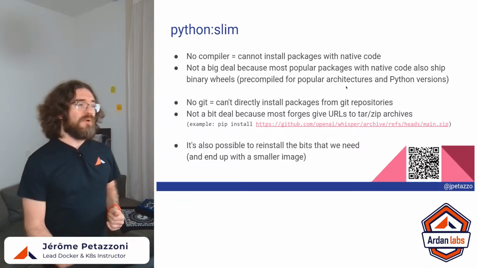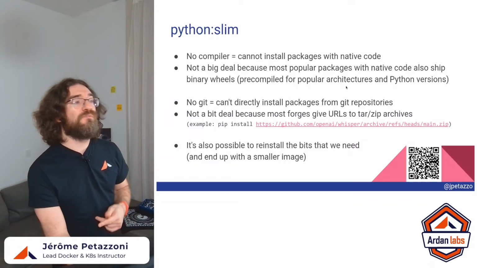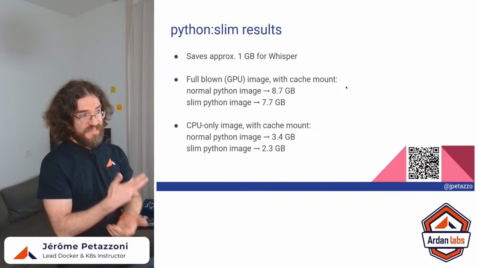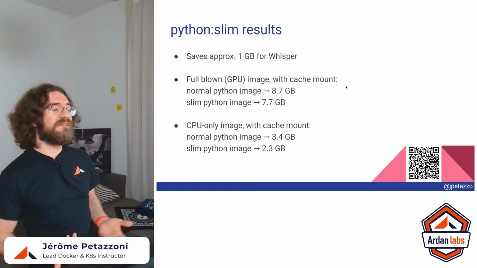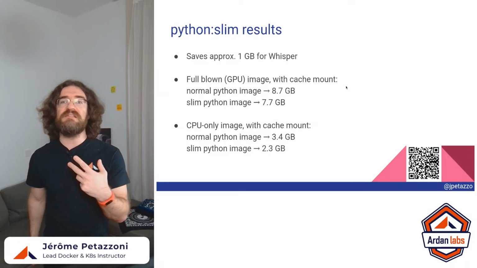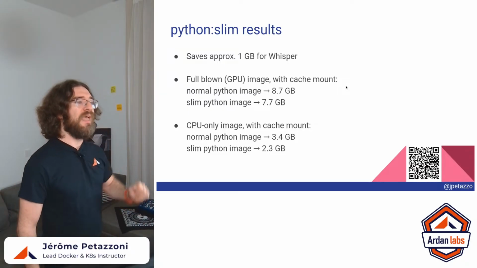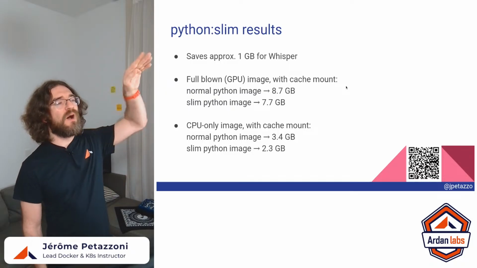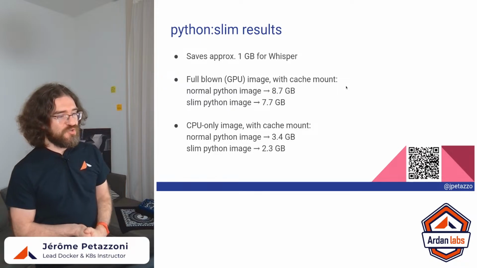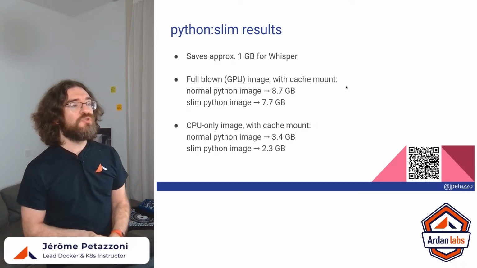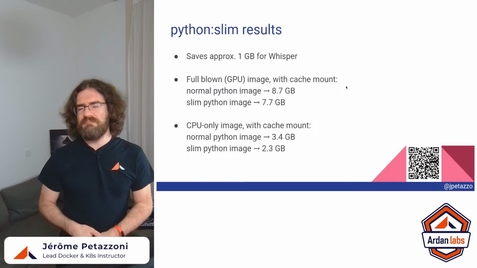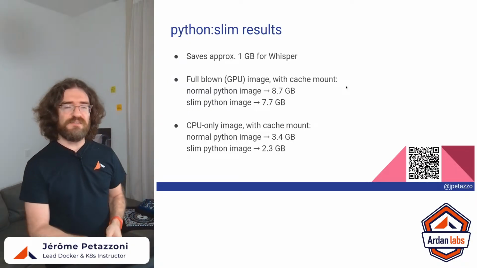And good news, everyone, in the case of Whisper, even though it has a bunch of dependencies, all these dependencies are available as binary wheels, which means that we can install them with Python Slim, and we save 1 more gig on the size of the final image, which means now we are at 2.3 gigs. So we have divided by 5, almost 6, the size of the image.